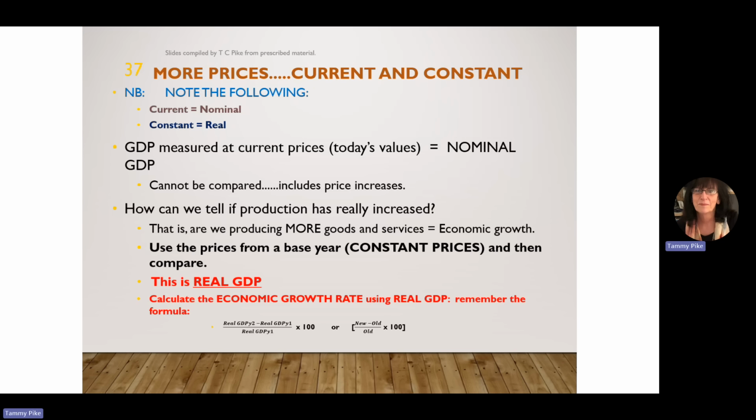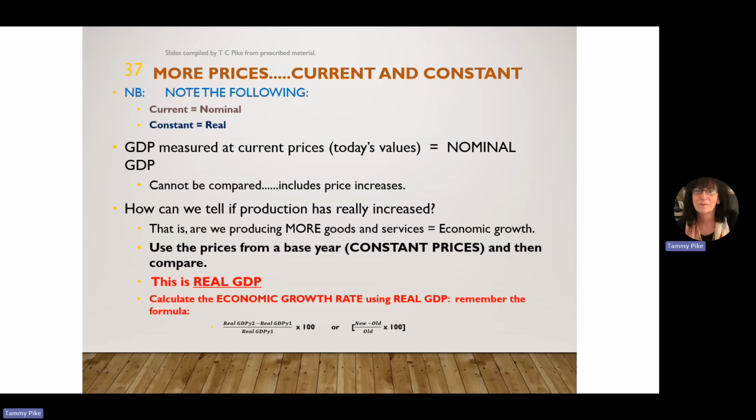Because we ask the question here, how can we tell if production has really increased? We can't do that when we are looking at nominal GDP, because it could be an increase in prices, or it could be an increase in the level of output. But once we're looking at real GDP, then we know we've taken out the price increases. And so we know that what we're seeing is a change in the actual production in the economy. All right. So NB, watch out for everything that I tell you on these slides. There's nothing in these slides that isn't significant. Make sure you understand all of it.